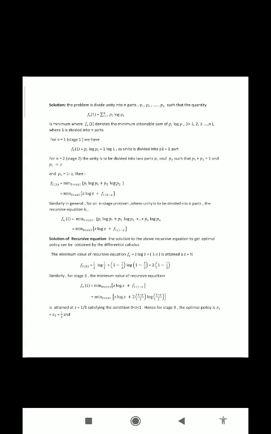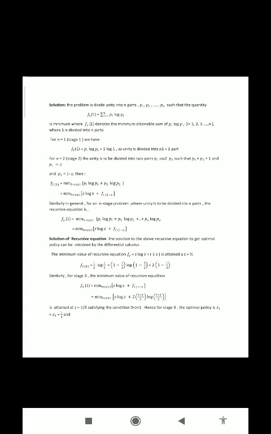Proceeding in the same way, we shall define the general recursive equation for the nth stage. Fn of 1 equal to minimum of fn of pn log pn plus fn minus 1 of 1 minus z. Now we find the solution to the recursive equation.